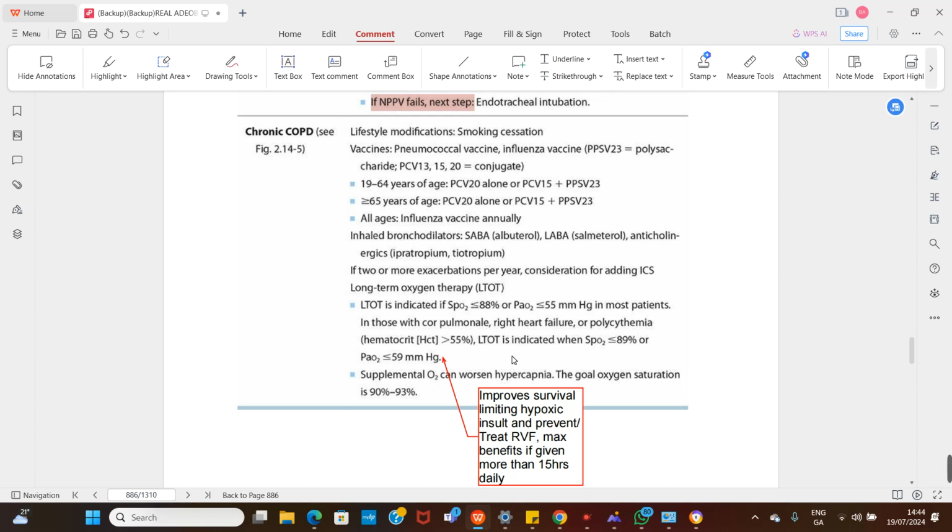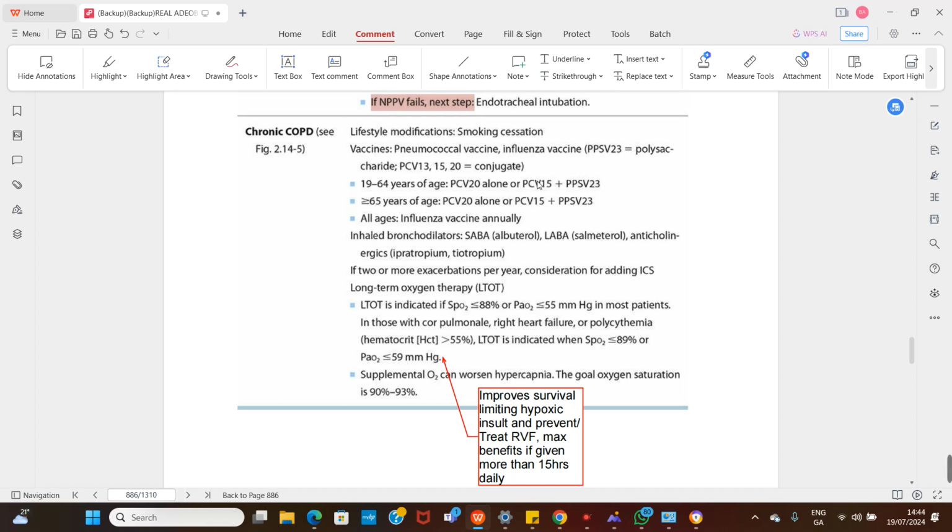And what type of vaccine are you giving? You give people between the age of 19 to more than 65 your PCV20, pneumococcal conjugate vaccine 20, which has the ability to take care of 20 serotypes of the pneumococcal strain. Or you can give the pneumococcal conjugate vaccine 15 with PPSV23.